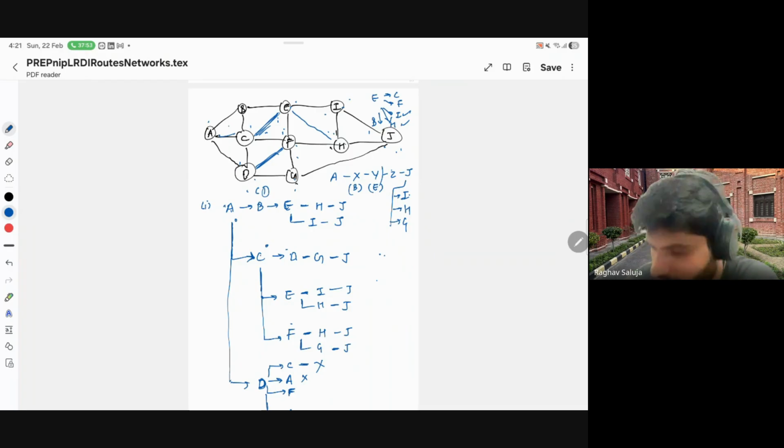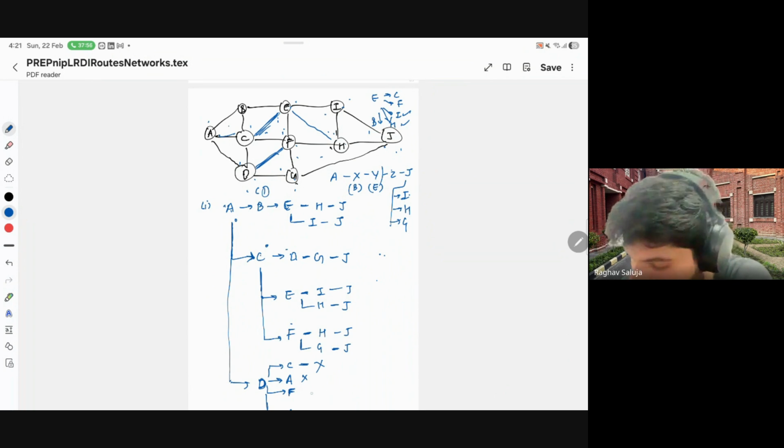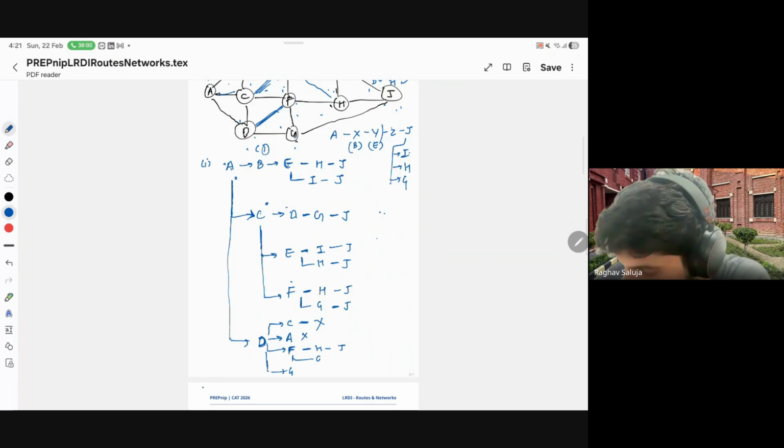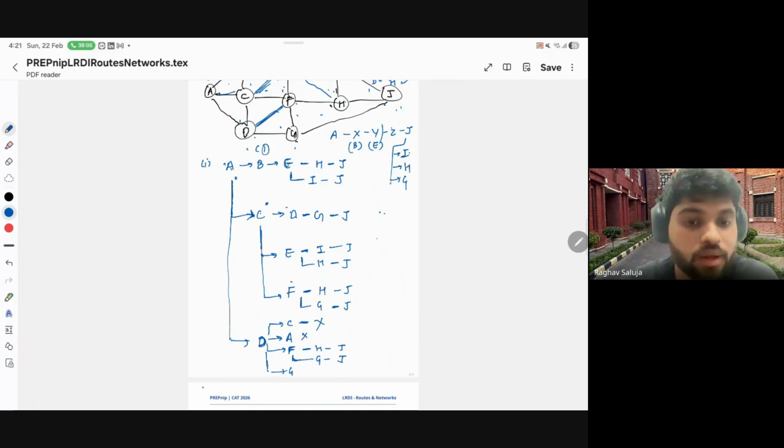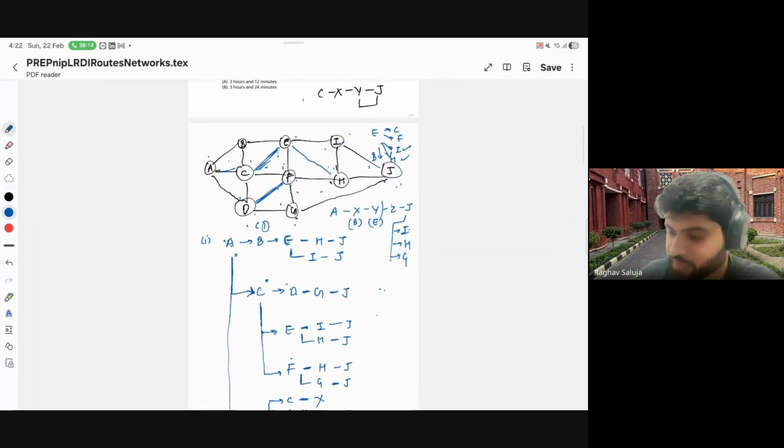I can reach G also. I can reach H also. तो एक केस ये बन गया. F से I can reach H and G. From G, can I reach any neighbor of J? Neighbors of J are I, H and G.